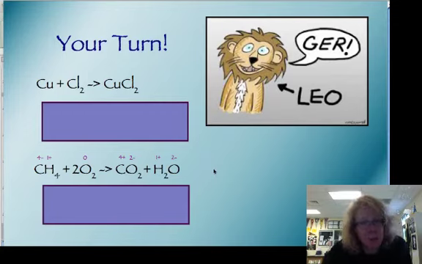So what I want you to do is hit pause, and I want you to try to identify what's been oxidized and what has been reduced. In each case, it'll be the name of an element. So has copper been oxidized or has copper been reduced? Hit pause, and I'll come back and show you what the answers are.